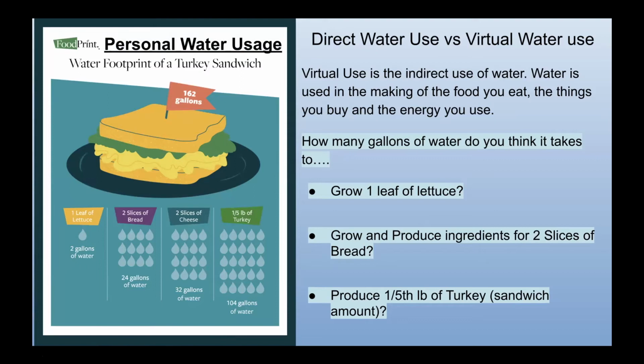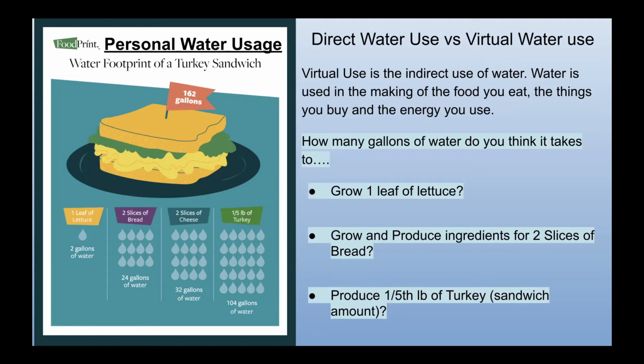That's from the time that the wheat is planted, watered and grown to the point of manufacturing. We also have some other examples: 2 slices of cheese is 32 gallons of water. Think about the water used to feed those animals and the water used for the production of that cheese. And for the 1/5 pound of turkey, 104 gallons of water. Think about the water needed to help the actual turkey survive so that the animal doesn't get dehydrated, but also the water needed for the manufacturing part of that meat as well.